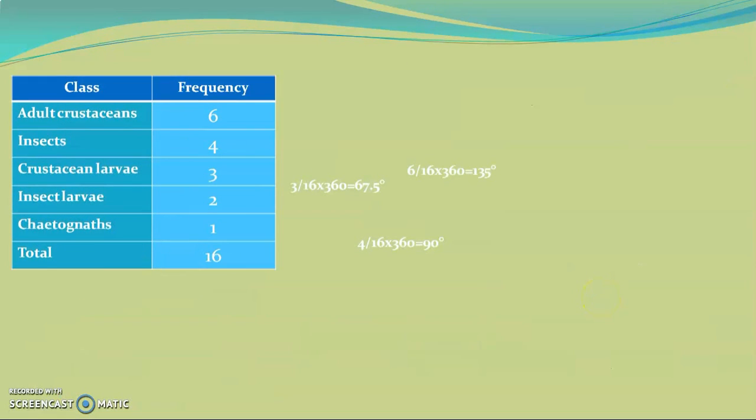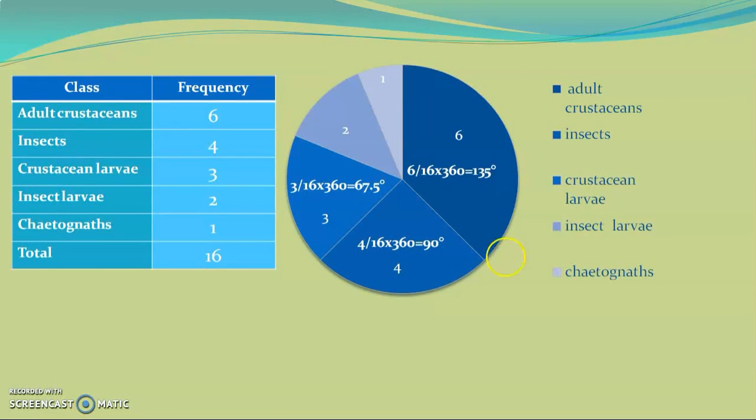We'll understand from this example. This is the frequency table. Here, the number of adult crustaceans in a particular locality when it was sampled was 6, and the number of insects in that area was 4, crustacean larvae 3, insect larvae 2, Cetonax 1. The total number of species was 16. So you can see how this pie diagram was drawn.